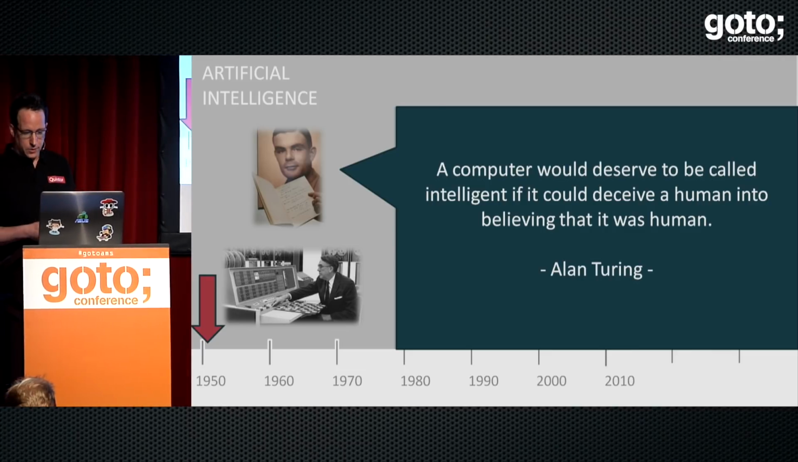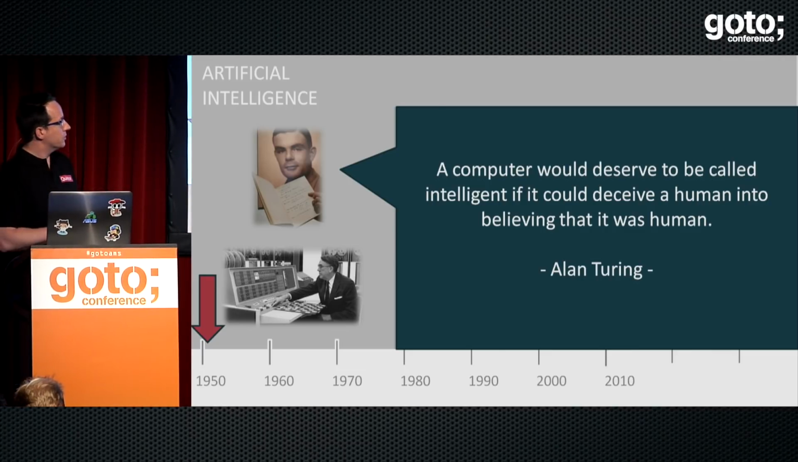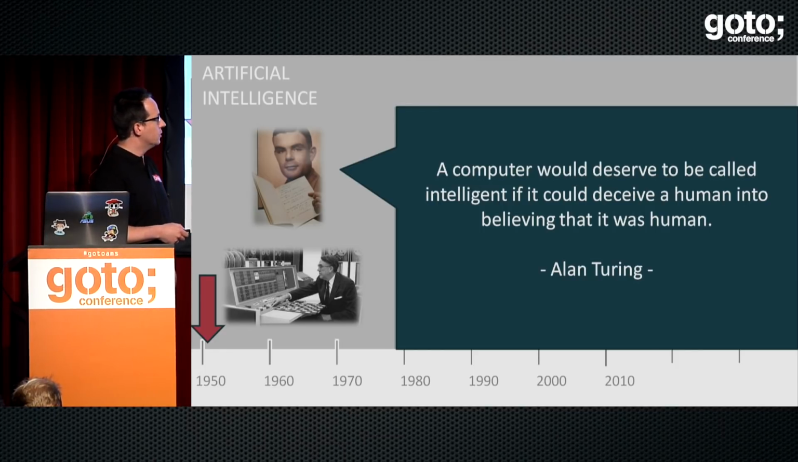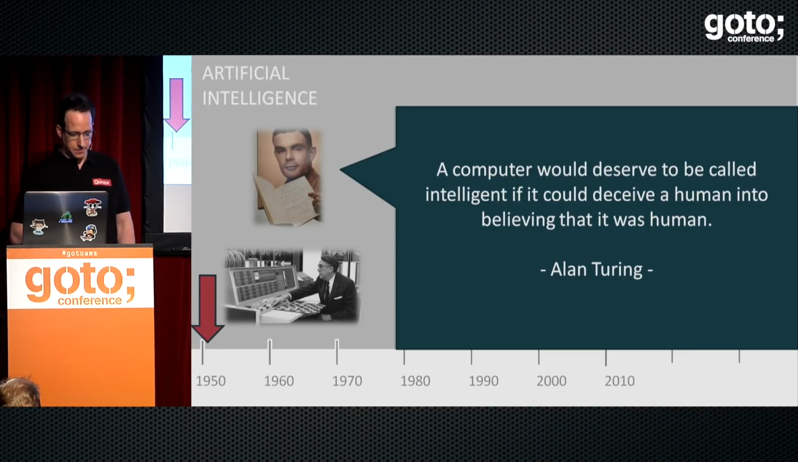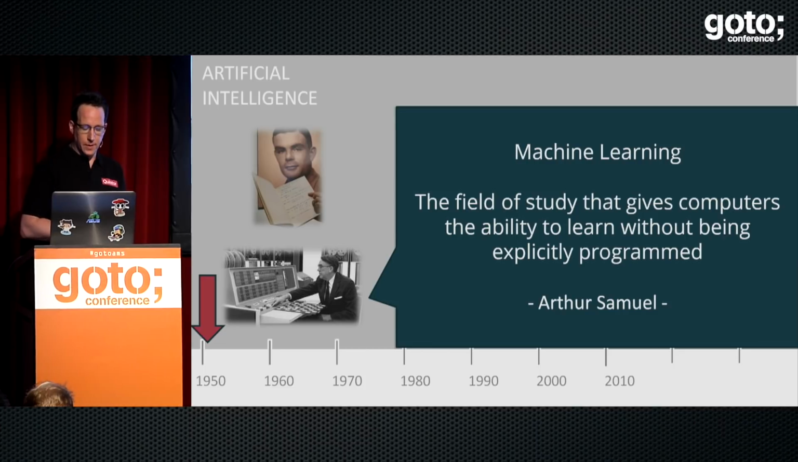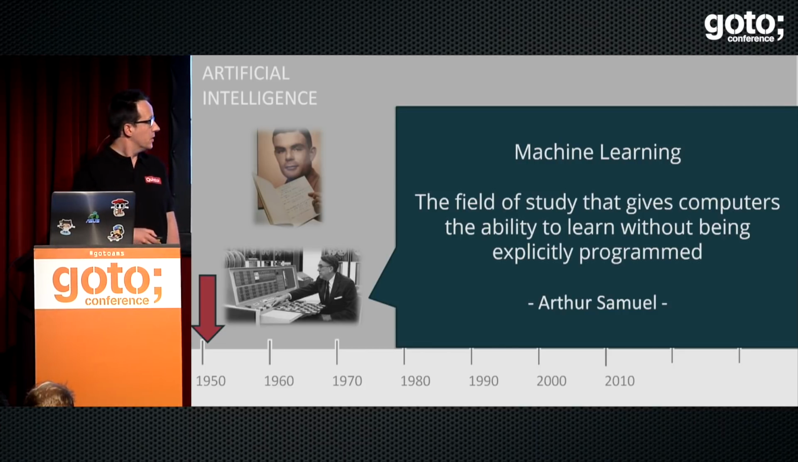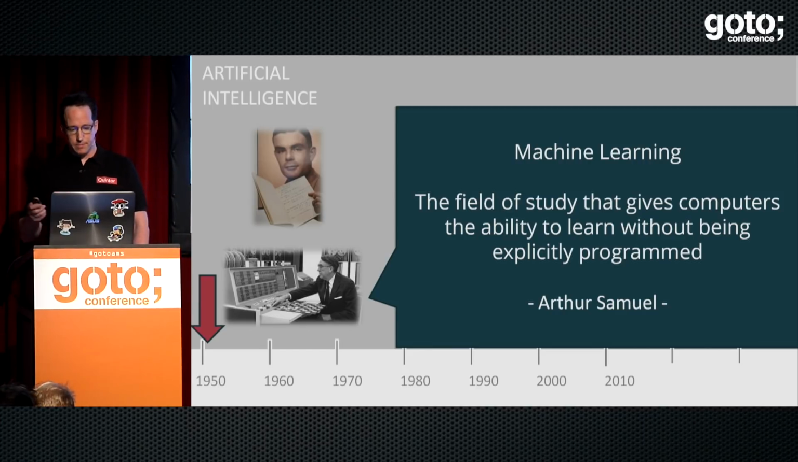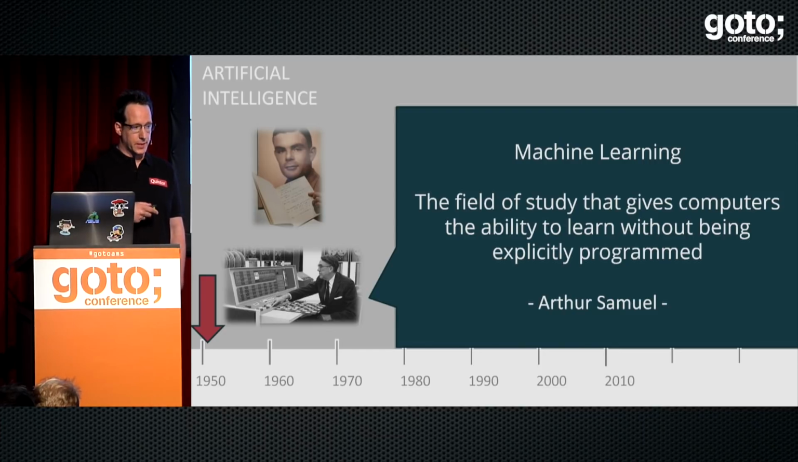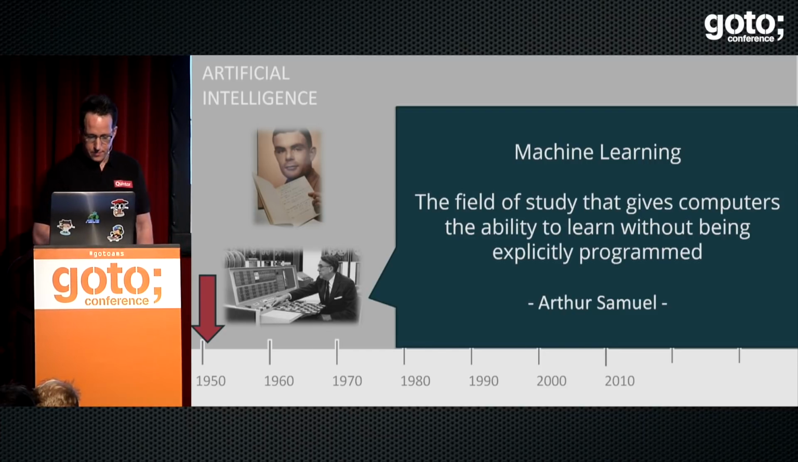Well, a quote of Alan Turing, of course: a computer would deserve to be called intelligent if it could deceive a human into believing that it was human. Now, in 1952, we already had the first AI application. Arthur Samuel implemented a game engine, an AI capable of playing checkers, using thousands of registered checker games and having the application learn from those games.